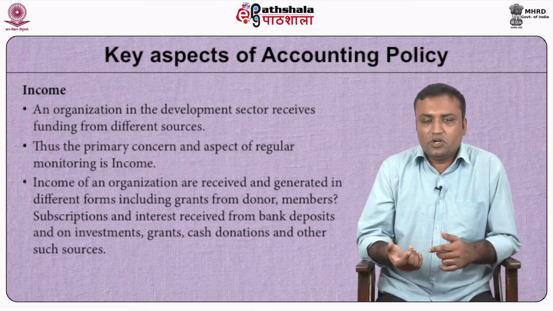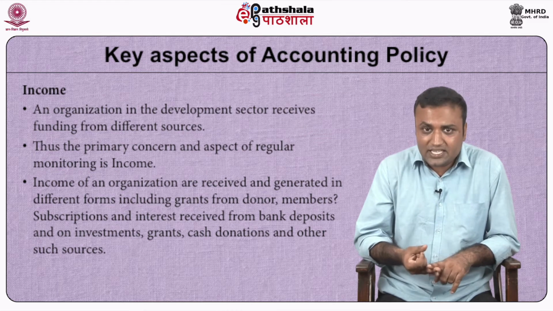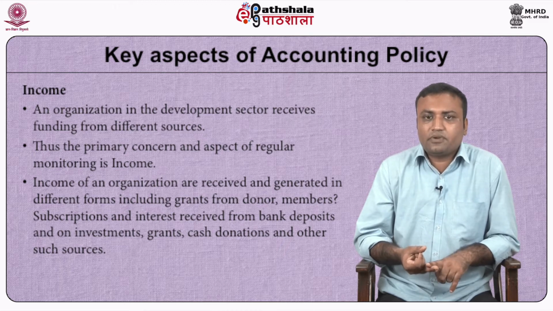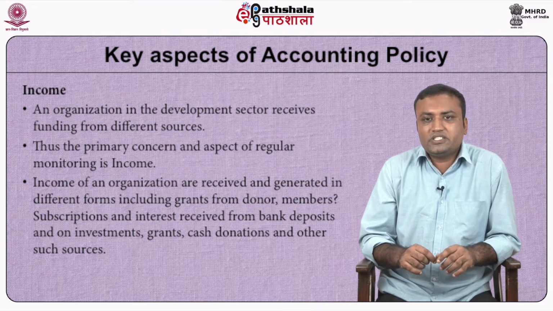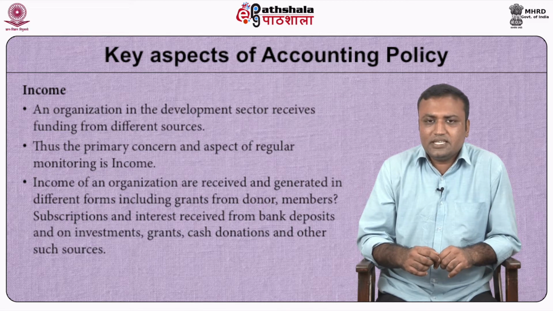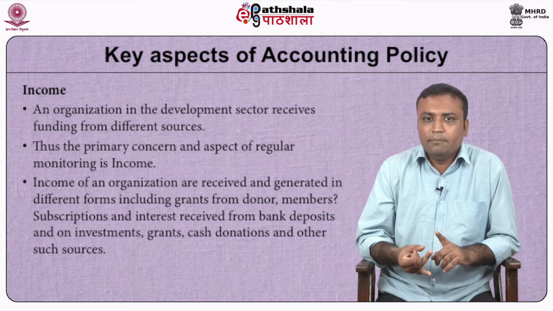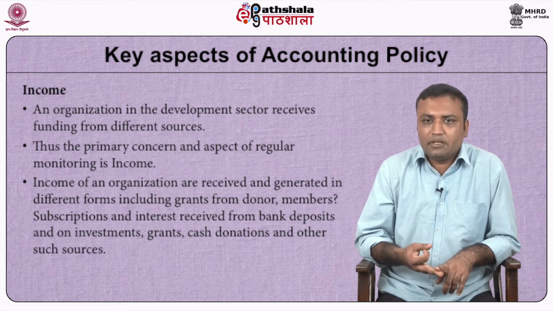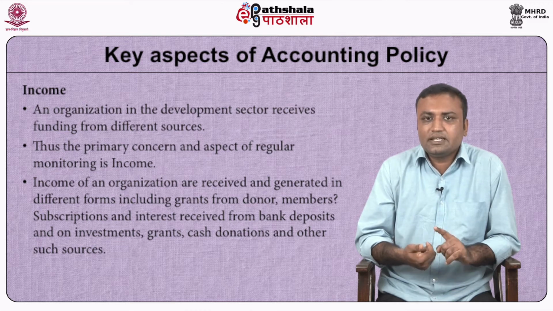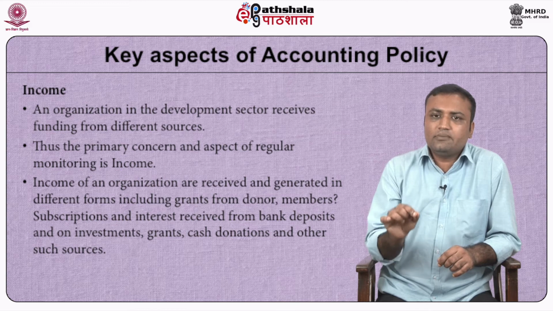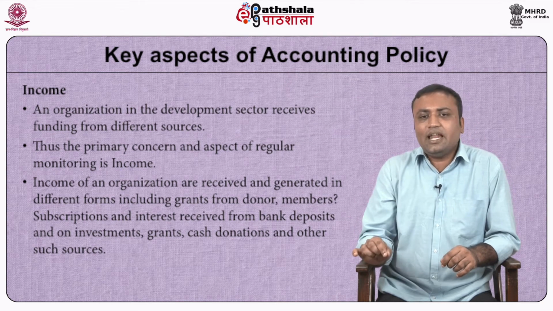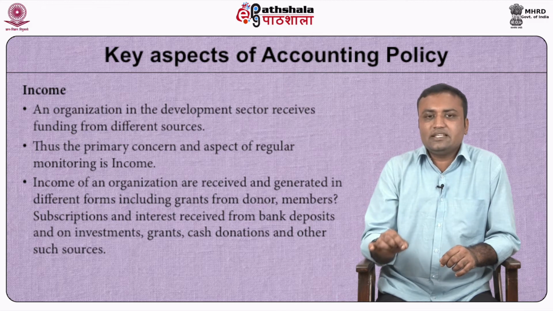Key aspects of accounting policy. The first is income. An organization in the development sector receives funding from different sources. Thus, the primary aspect of regular monitoring is income. Income is received and generated in different forms, including grants from donors, member subscriptions, interest received from bank deposits and on investments, cash donations and other such sources. Some organizations also receive income through trainings imparted and sale of materials produced through various activities.